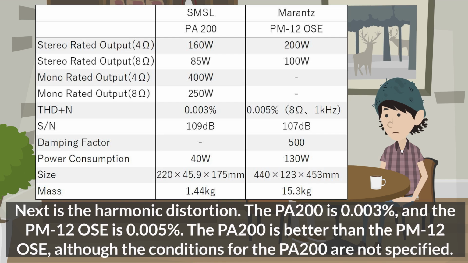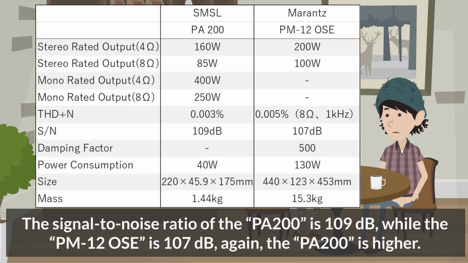Next is the harmonic distortion. The PA200 is 0.003% and the PM-12 OSE is 0.005%. The PA200 is better than the PM-12 OSE, although the conditions for the PA200 are not specified. The signal-to-noise ratio of the PA200 is 109 dB, while the PM-12 OSE is 107 dB. Again, the PA200 is higher.